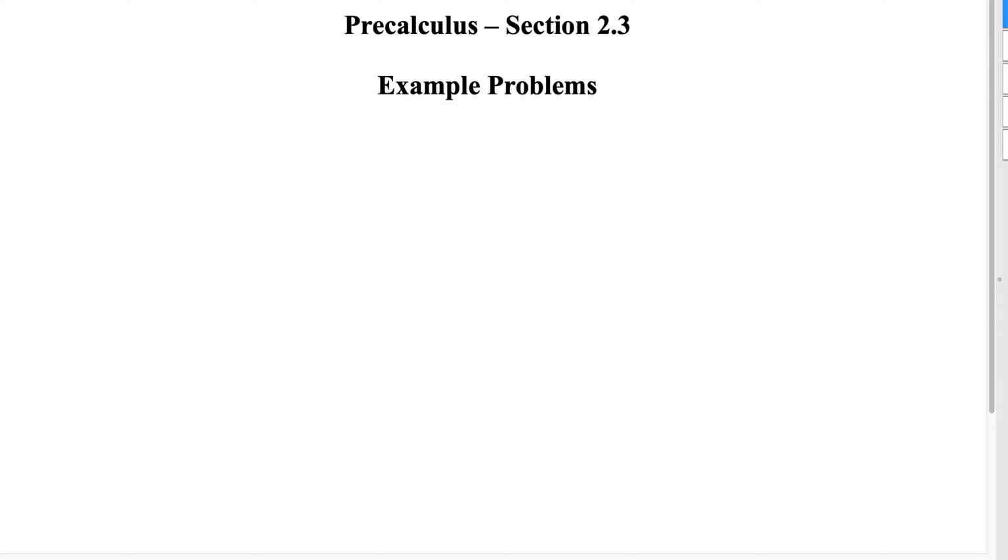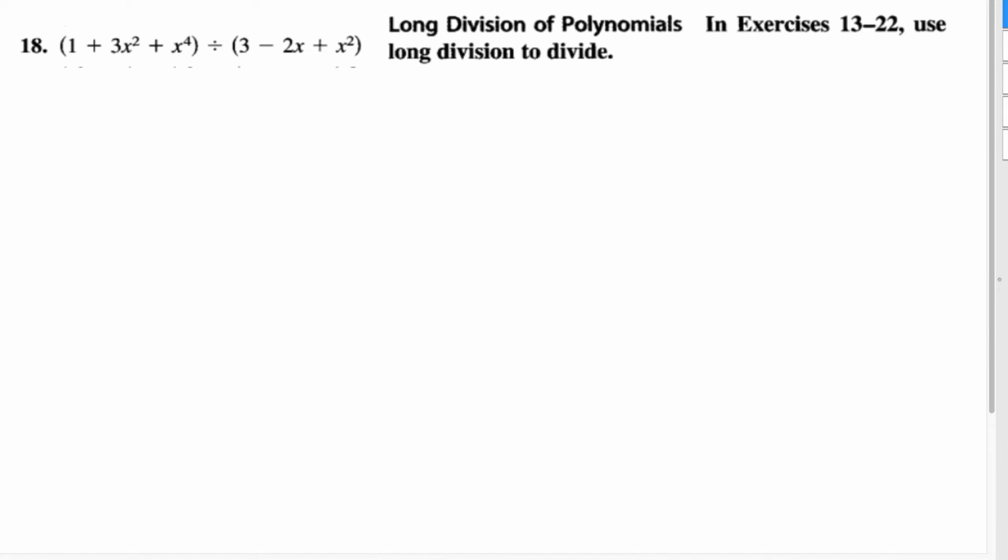Hello. So we're now going to do some example problems from section 2.3. So long division. Key thing when you're setting this up, this is divided by this, which means this is going to go on the outside. But I'm going to rewrite it in standard form, meaning it's going to have to be x squared minus 2x plus 3. And then going into this, this is not in standard form, so the x to the fourth comes first.